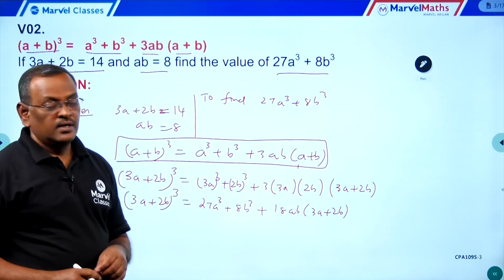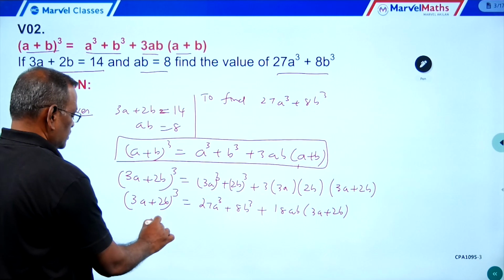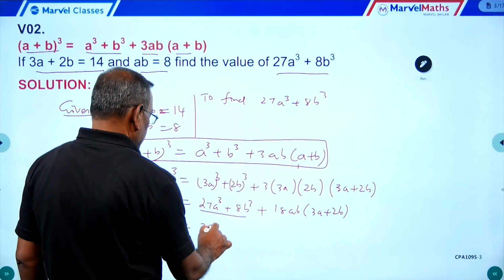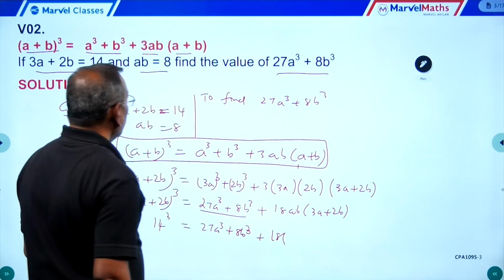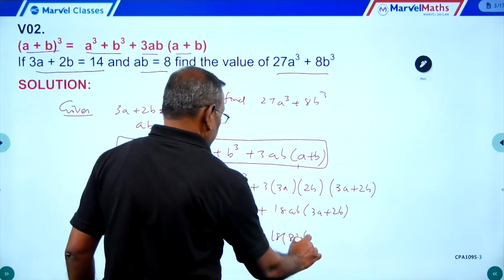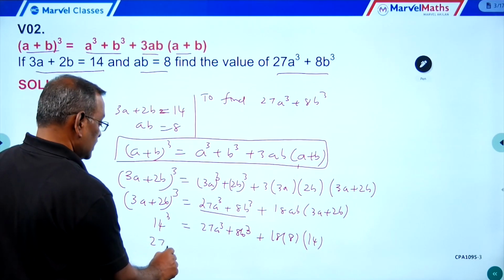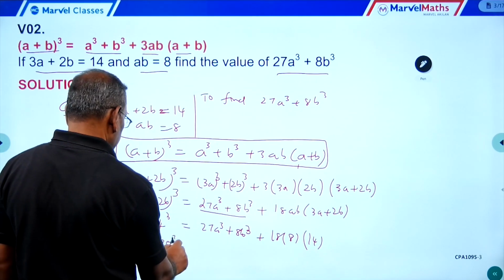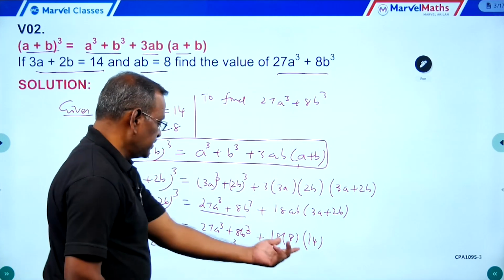This is the standard format which involves product and sum. So what is the given data? 3a plus 2b equal to 14. So this is 14 cube equal to the value we need to find: 27a cube plus 8b cube plus 18 into ab. What is ab? ab equal to 8, and 3a plus 2b equal to 14. Now 27a cube plus 8b cube equal to 14 cube minus this number.